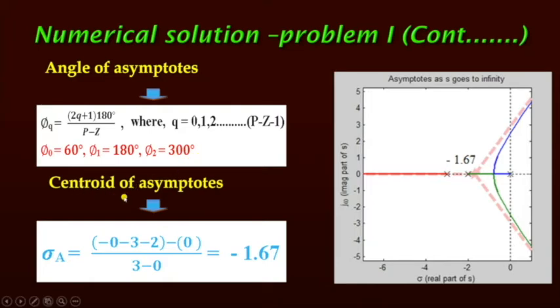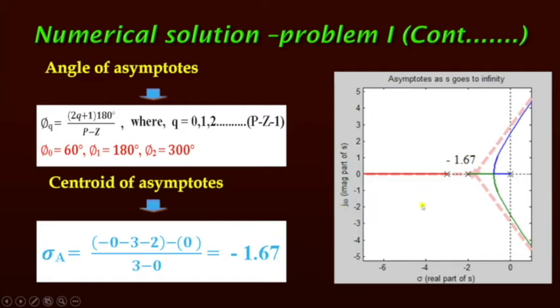Then find the centroid of asymptotes. This symbol is sigma A. This is equal to the sum of real parts of poles minus the sum of real parts of zeros, divided by the number of poles minus the number of zeros. So the sum of poles means -0, -3, -2, minus there is no zero. So the centroid of asymptotes is -1.67.